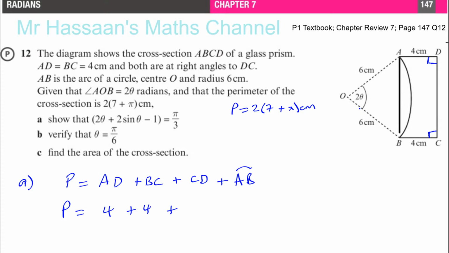The length from A to B is a special part of this sector of the circle. It's called the chord. If you complete the circle, this would be a chord of the circle. We can work out the length of the chord from this triangle. If we can work out the length of AB, that will be the same as the length of CD.